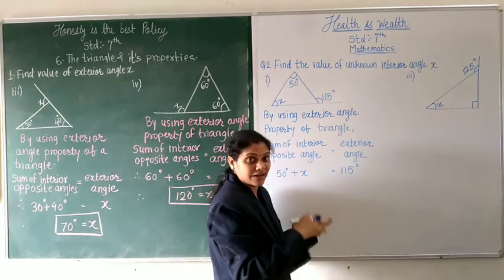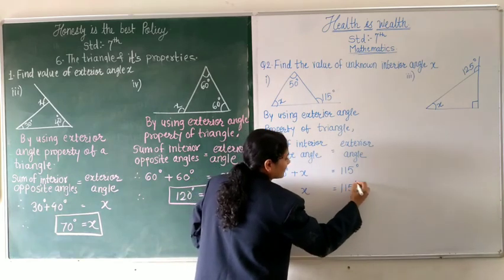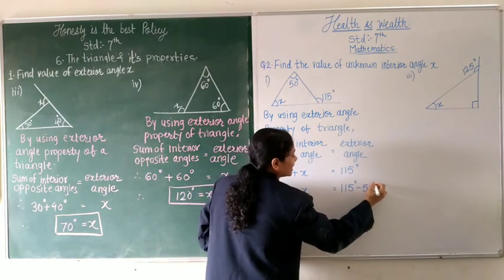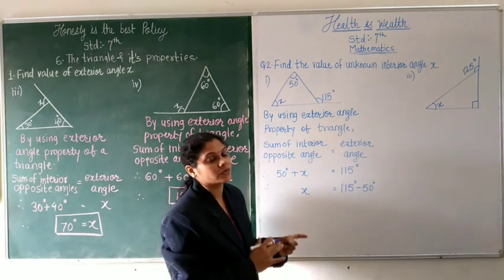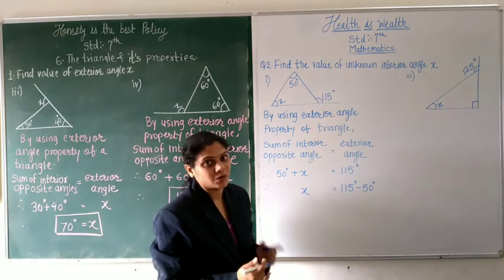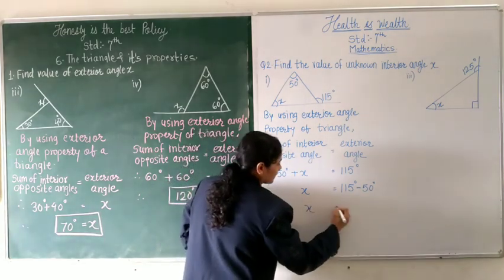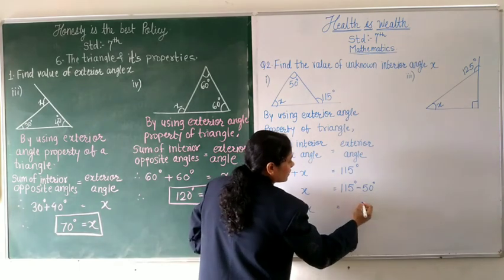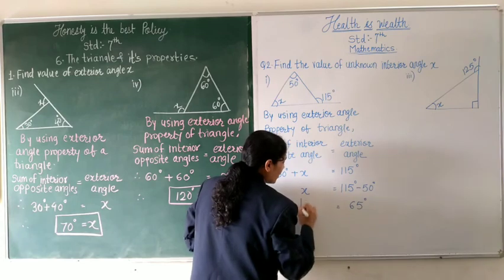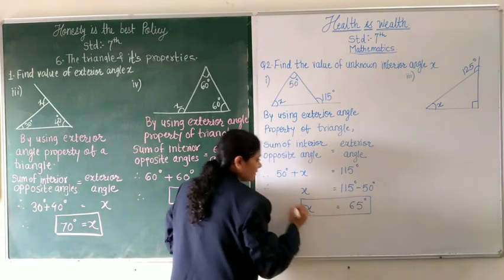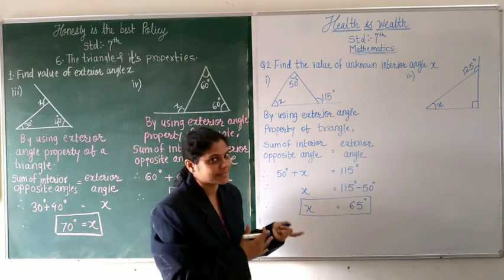By separating the alphabet and numbers, I will write here x is equal to 115 degree minus 50 degree. Already in simple equations, we have studied how to find the value of an alphabet while solving an equation. So x is equal to 115 minus 50, we get 65. So the value of x is equal to 65. Now we will solve another question, which is like this.